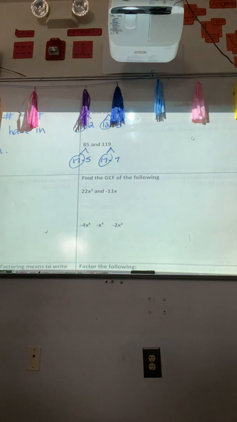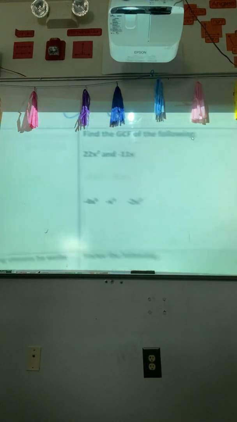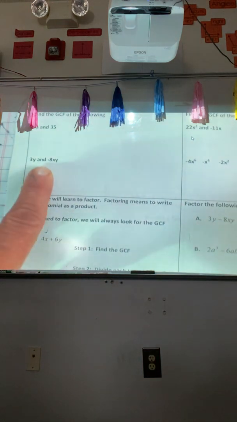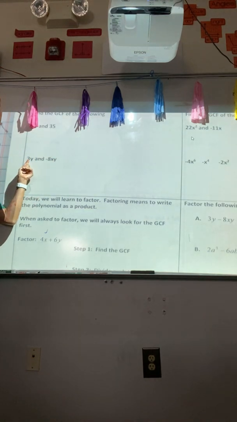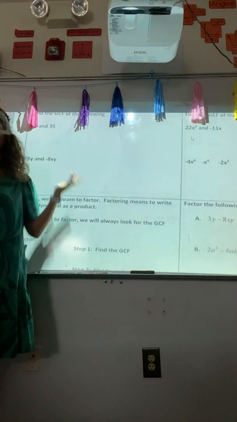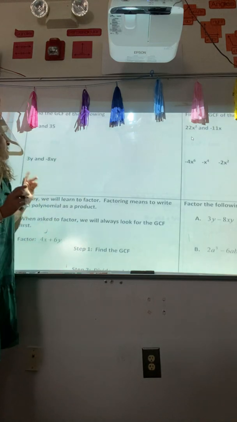Now, let's move on to a letter. So go over here to the left, right here. 3y and negative 8xy. Now look at the number first. Do they have 3 and 8? Any common factors? Just 1, and you don't have to pull that out front. That's a good point. All right.